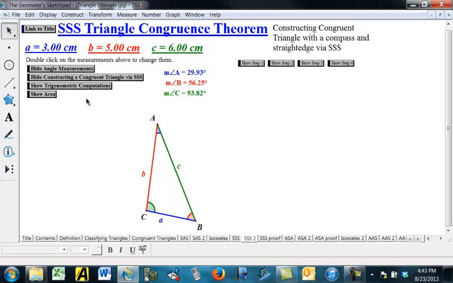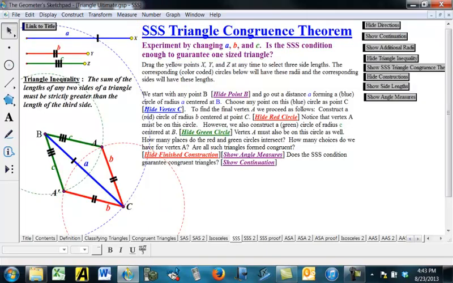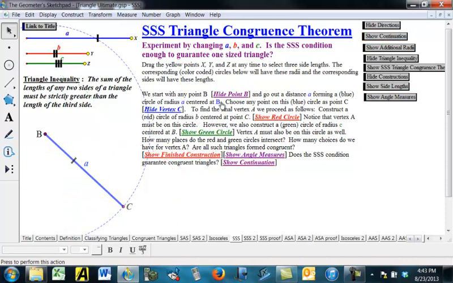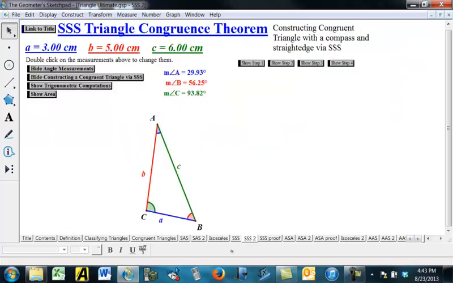So there's an overview of the side-side-side condition. We did an overview with sliders here, and then we also looked at it with parameters here. This will also, by the way, compute the area and shade it if you want to see that as well. Okay, so there's our investigation of side-side-side, and we'll prove this actually as a congruence theorem in our next video.